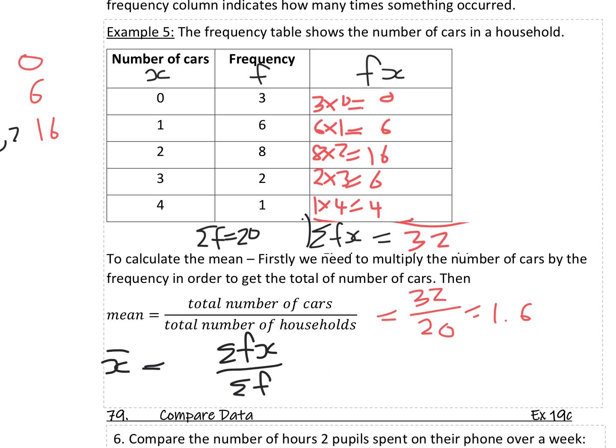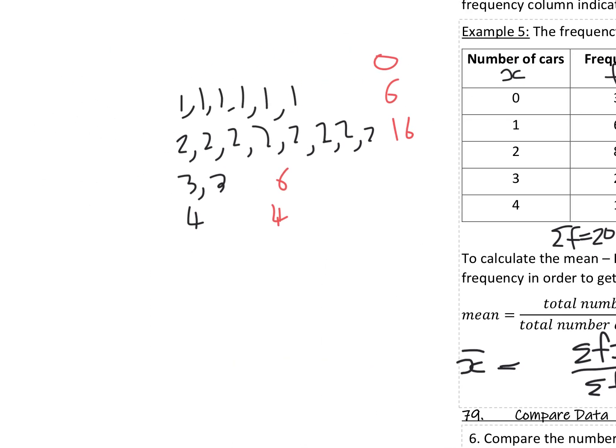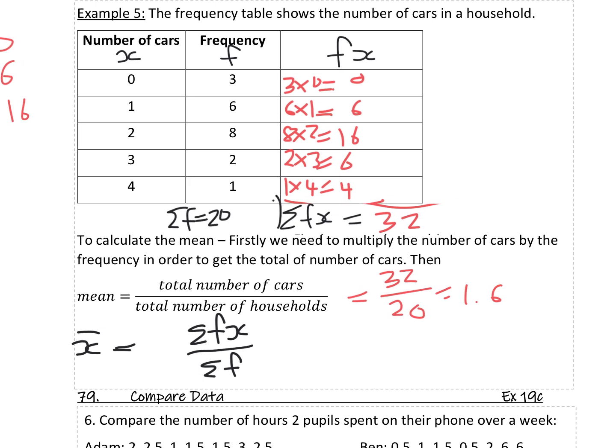Hope that makes some sort of sense. It was a really fancy way of just adding up all the values and dividing by how many there are. If you're doing this question, you don't need any of this stuff on the left hand side. You just need this here.